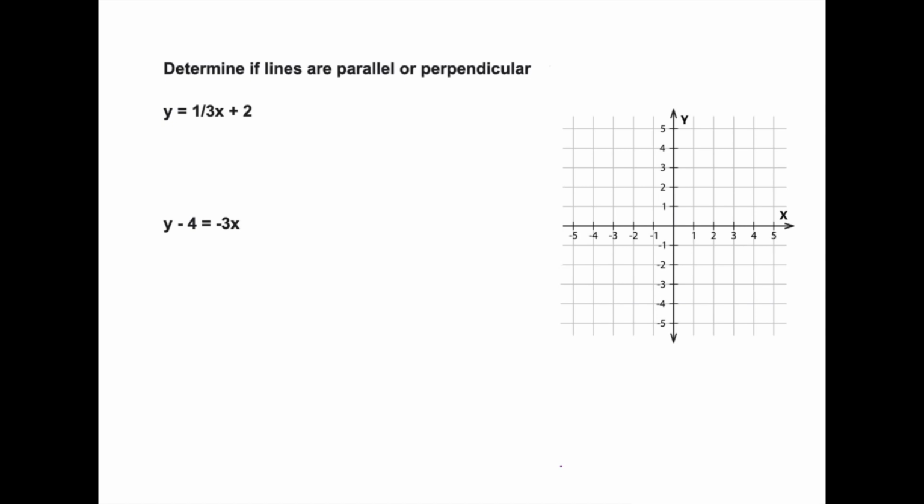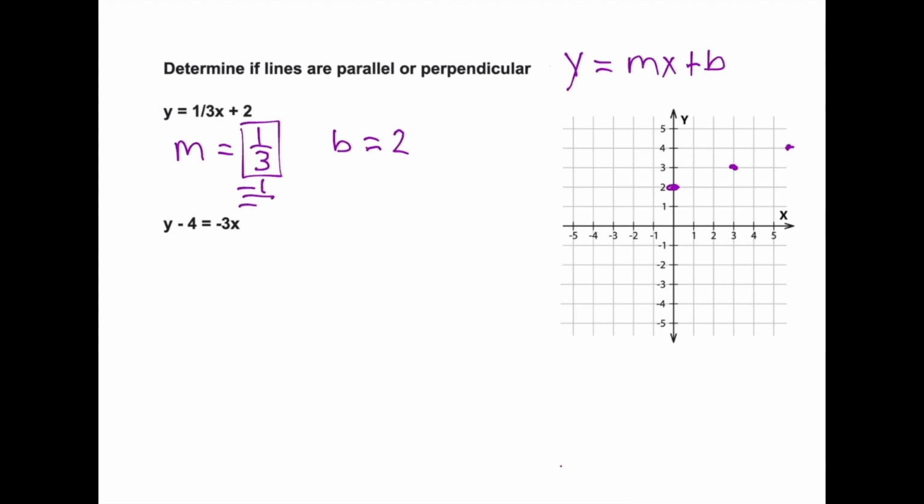This one says to determine if the lines are parallel or perpendicular as well. Again, let's put it in y equals mx plus b format if we can. This first one is, our m, or our slope, is 1/3, and our b, or our y-intercept, is 2. So if we graph this, our starting point is 2 on the y-axis, and we're going to go up 1 and over 3. We could go in the other direction by going down 1 and backwards 3. Connect your dots and you have your line.